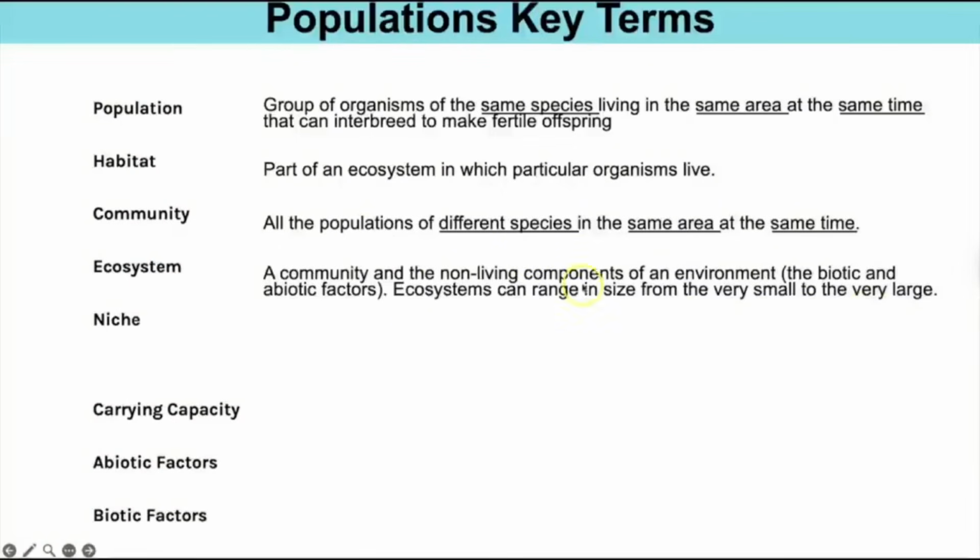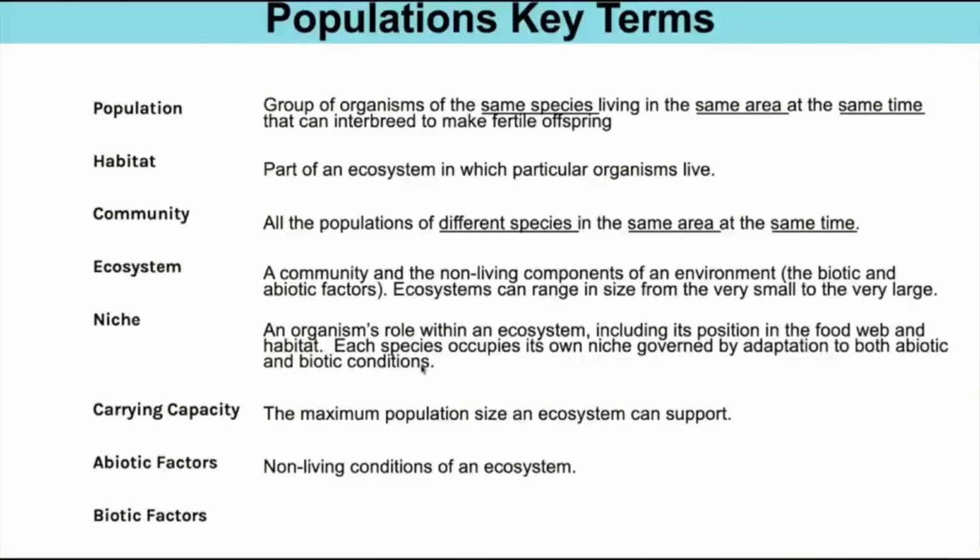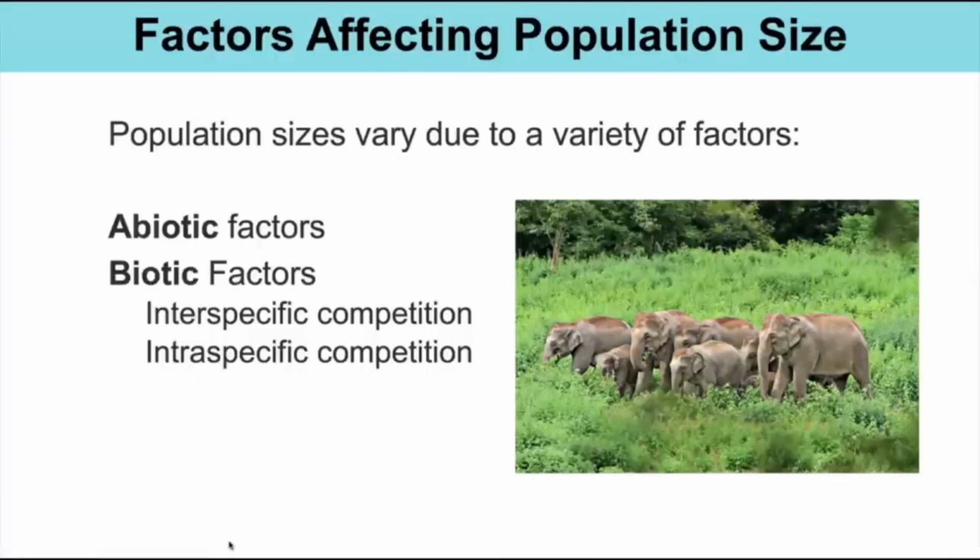This bit here isn't part of the definition, but just be aware that ecosystems vary in size. Niche is an organism's role within an ecosystem, and that includes its position in the food web and its habitat. And this is going to be determined by adaptations to both the abiotic and biotic factors they're exposed to. Carrying capacity is the maximum population size an ecosystem can support. Abiotic factors are the non-living conditions of an ecosystem. Biotic factors are the impact of the interactions between organisms.